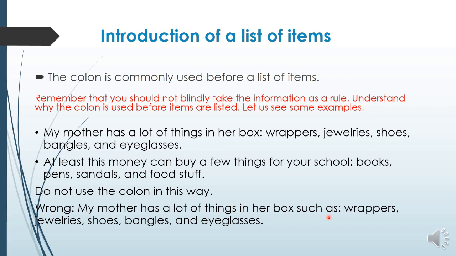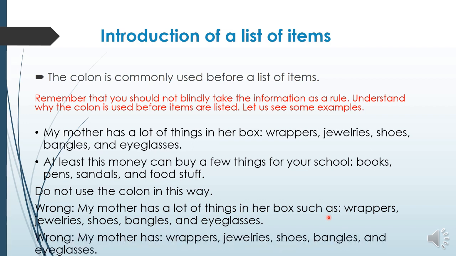Let us look at this other sentence again. My mother has: wrappers, jewelries, shoes, bangles, and eyeglasses. You can see now you have a colon inserted after the verb has here. That is not correct. You shouldn't have a colon after the verb that connects the subject and the object. So in this case, you shouldn't have a colon. My mother has wrappers, jewelries, shoes, bangles, and eyeglasses. That alone, without the colon, is good.